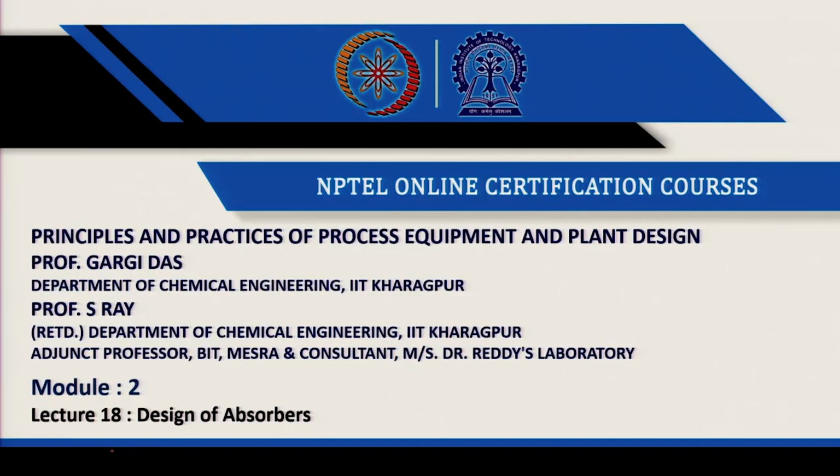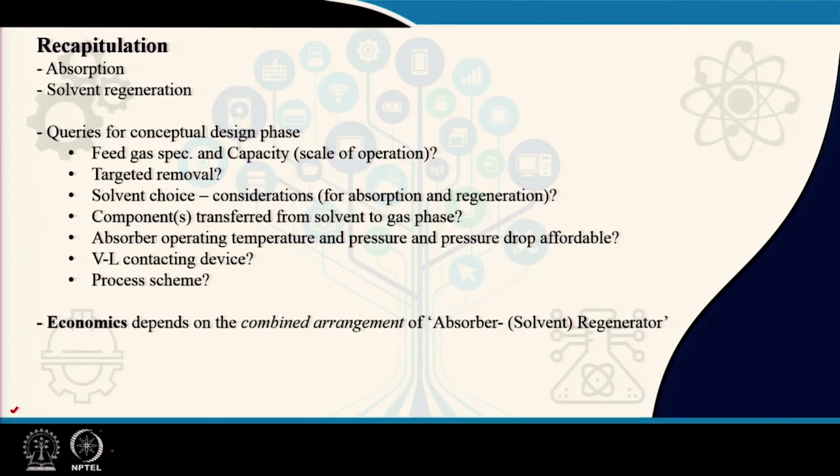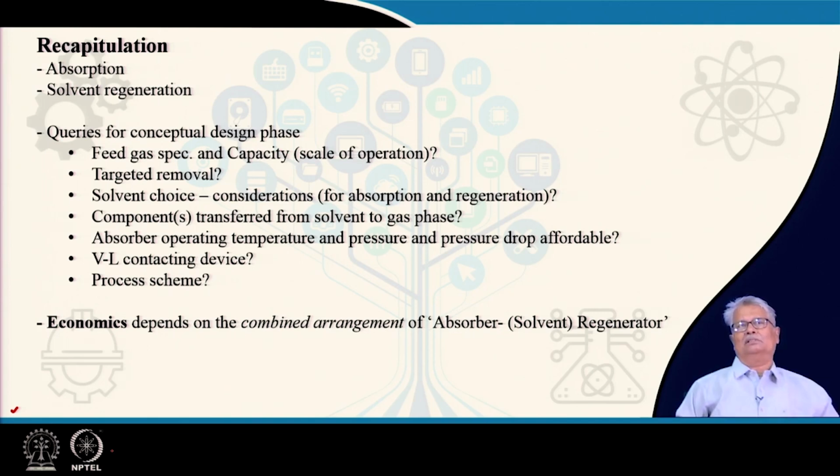Today in this session we are going to continue on the design of absorbers that we had started in the last session. What we start with is a little bit of recapitulation on the absorption and solvent regeneration. We know that they have to occur in pairs, particularly in cases of continuous plants, where solvent circulation is also an important thing, and total cost or the economics depends on the combined arrangement of absorption in the absorber, in the solvent, and the regeneration of the solvent circulating between these two units.